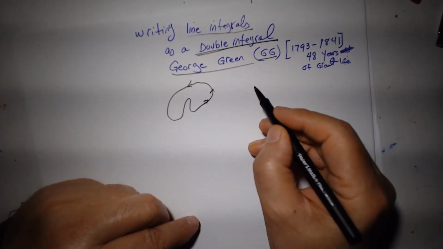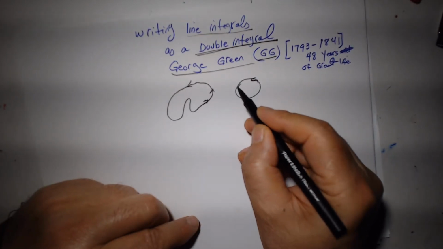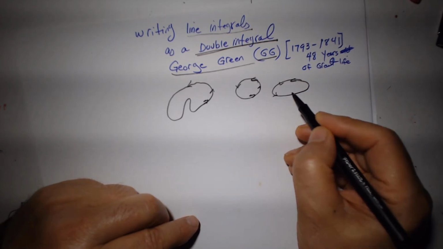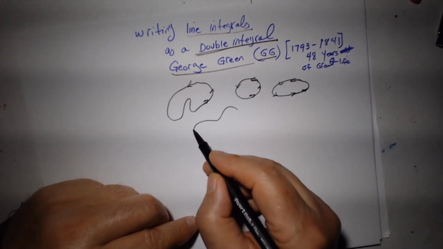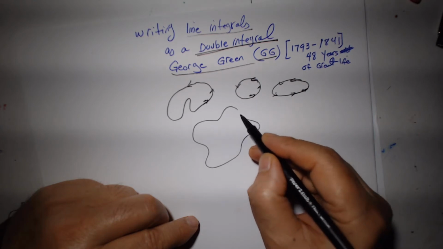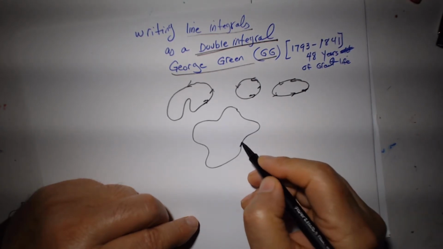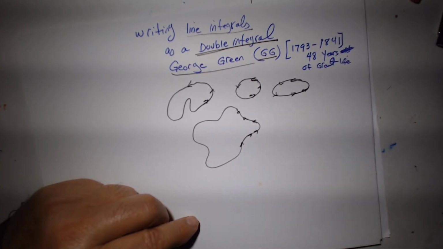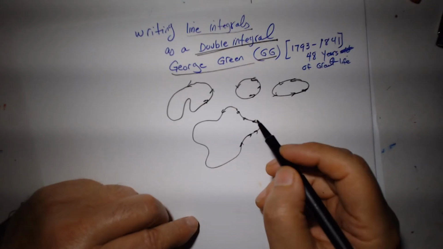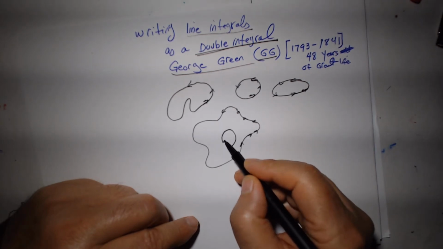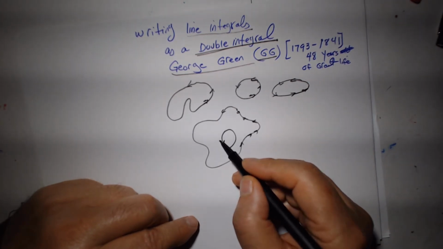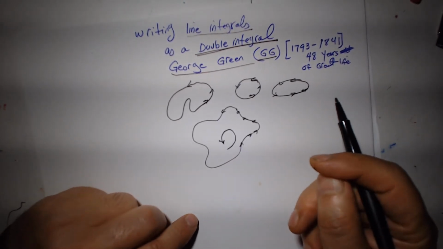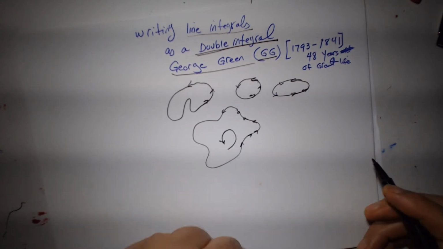I said simple. It could be a circle, it could be an ellipse, it could be crooked, but the condition is that the starting point and end point must meet, and it must be counterclockwise. These are the conditions. Simple region. What do I mean by simple region?